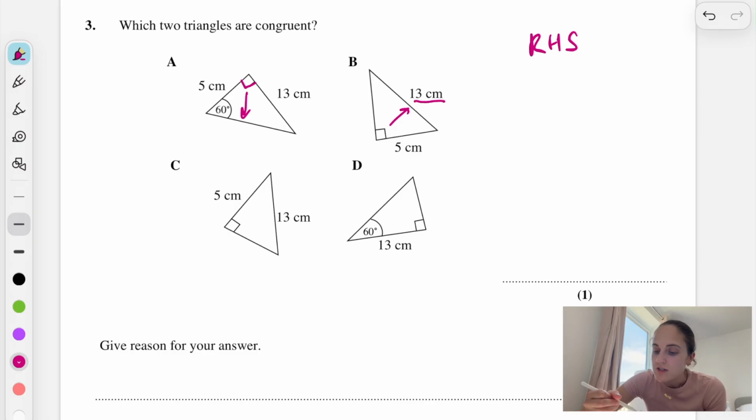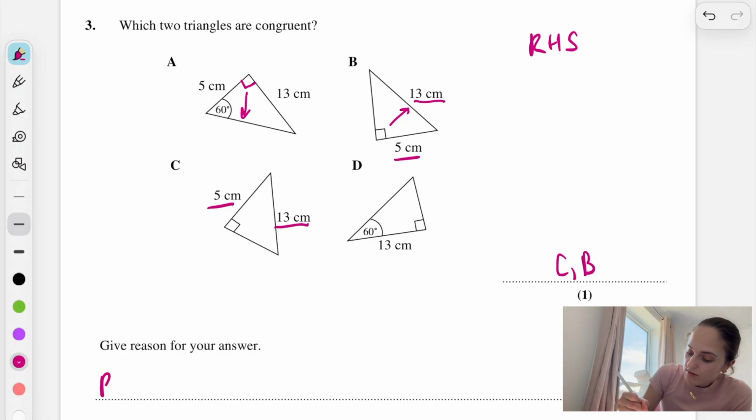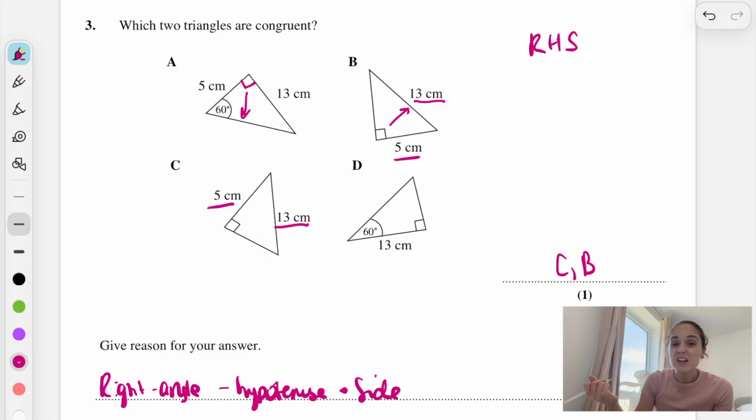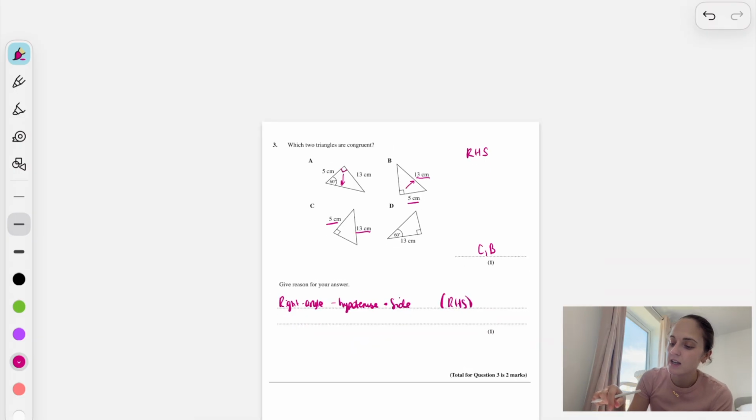If I look for others with a 13 centimetre hypotenuse, I see that C also has a 13 centimetre hypotenuse and we have a side. That tells us that we have 5 centimetres and 5 centimetres. So we can see that C and B are congruent. The reason for that is we have right angle, hypotenuse and side. For our reason, we can just put RHS. We don't have to put right angle, hypotenuse, side. I'm just writing it out so you can see.